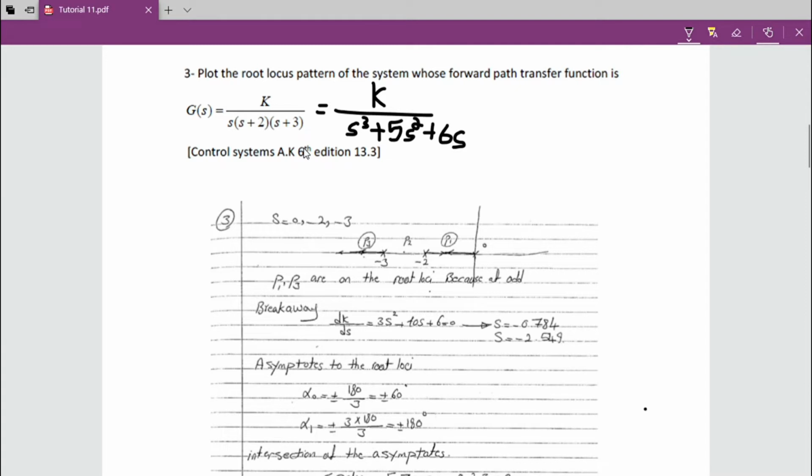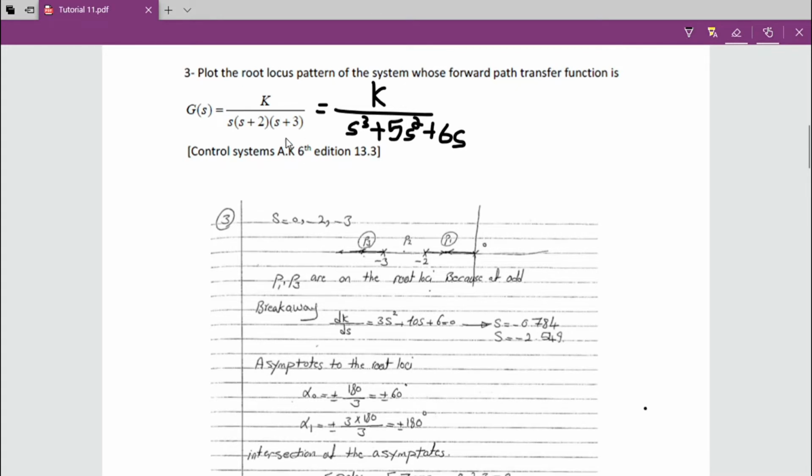So we need to plot our zeros and the poles on the real and the imaginary axis. If you do that, there are no zeros, only poles. One pole will be at 0, one pole will be at negative 2, and one pole will be at negative 3. Now, following the basic rules for sketching the root locus, the five important ones, let's look at the first 5.